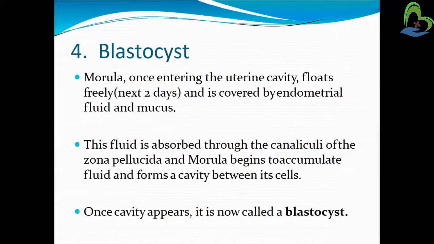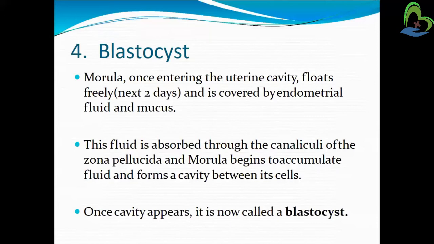This fluid is absorbed through the canaliculi of the zona pellucida wall, and the morula begins to accumulate fluid and forms a cavity between its cells. So once the cavity appears, it is now called a blastocyst.